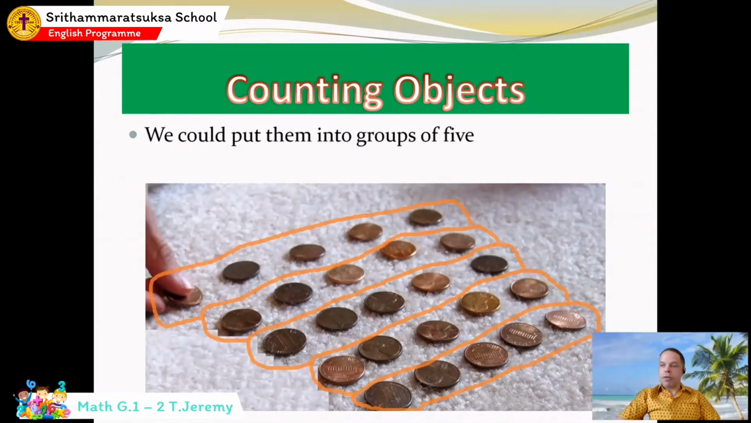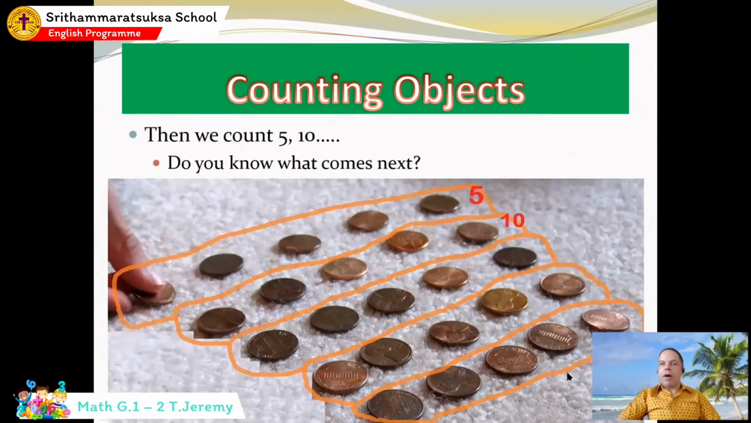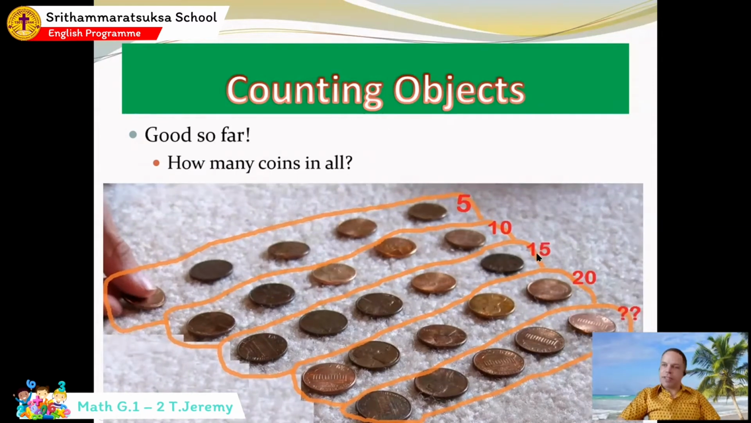I am going to count them by 5s. So each of these circles is drawn around 5 coins. Okay, so we have 5 in here, 5 in here, and 5 down here. Now, when we count them, we don't count 1, 2, 3, 4, 5, 6, 7. No, we don't count like that. We just say 5, 10. Do you know what comes next? Right, next is 15, and then 20.